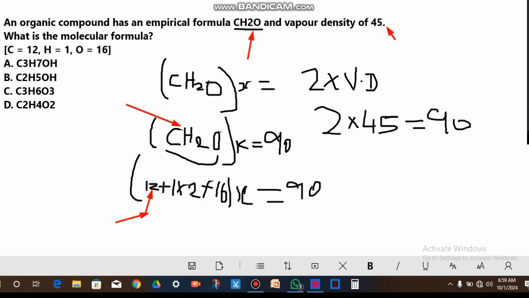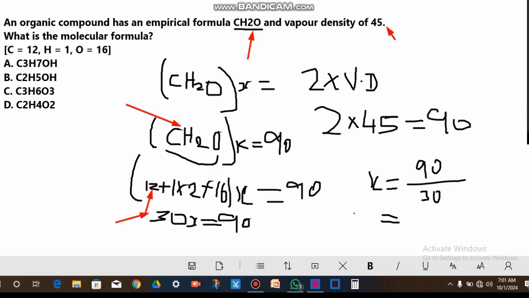So from here we have 30x. If you open the bracket, okay, 30x equal to 90. Are you getting it now? 90. So if you make x the subject of the formula, x equal to 90 all over 30. So if you divide, the value of x will now be what? 90 divided by 30 is 3, right? So this is the value of x.